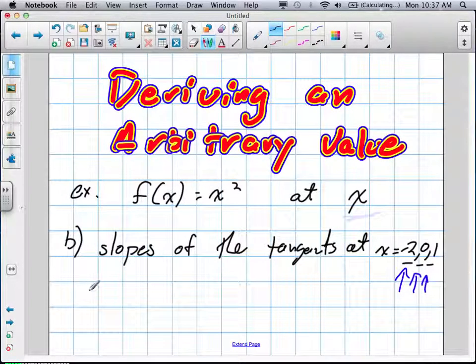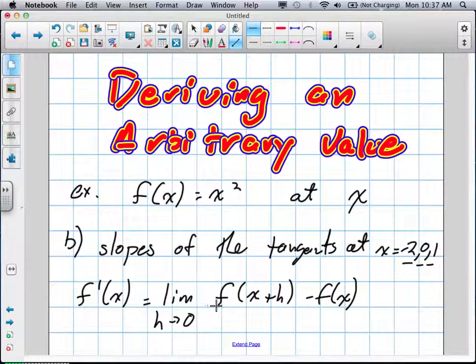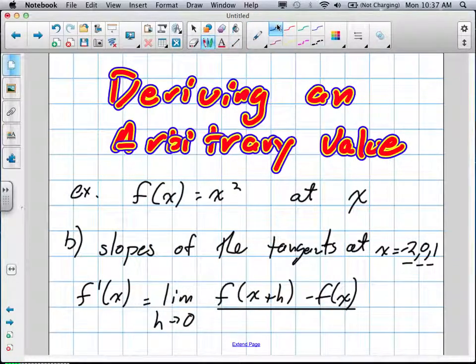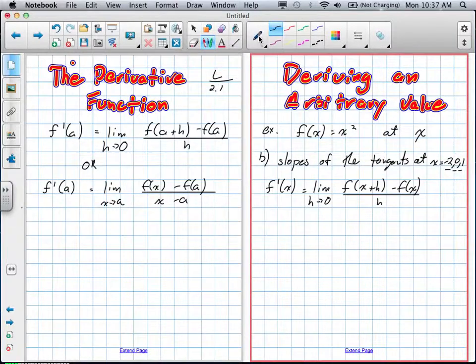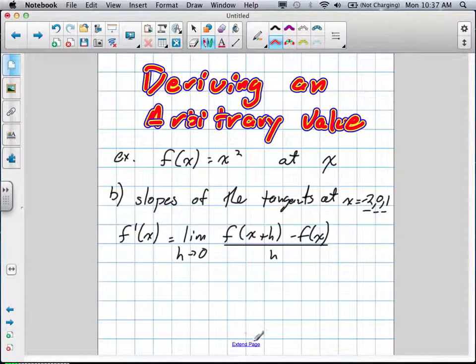We know our formula. We're going to find f prime, which is the limit as h approaches 0 of f of x plus h minus f of x over h. And if you notice, this is the exact same thing as our formula on the previous page. The only difference here is they've used a plus h, and we've plugged in the arbitrary value for the a value, so it's x plus h. Okay, so let's go back to this page.